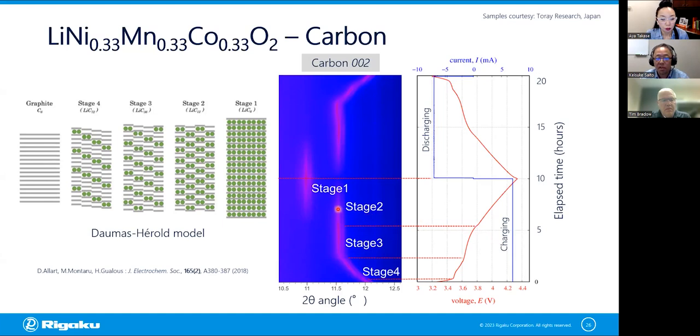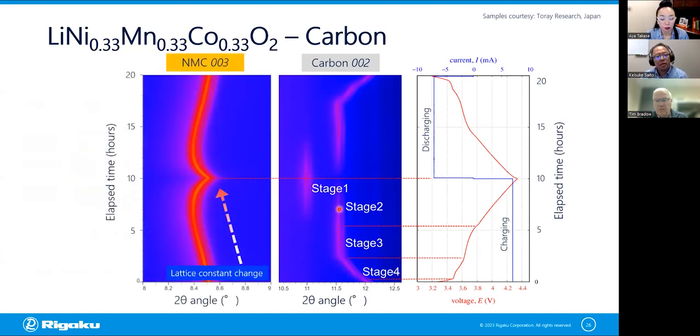Then stage number 2 became stage 1 at some point, but you see there are no transition peaks between stage 2 and stage 1. That means the stage 2 crystal structure suddenly became the stage 1 structure. This is an interesting observation, and it can only be found if you have an operando XRD solution.